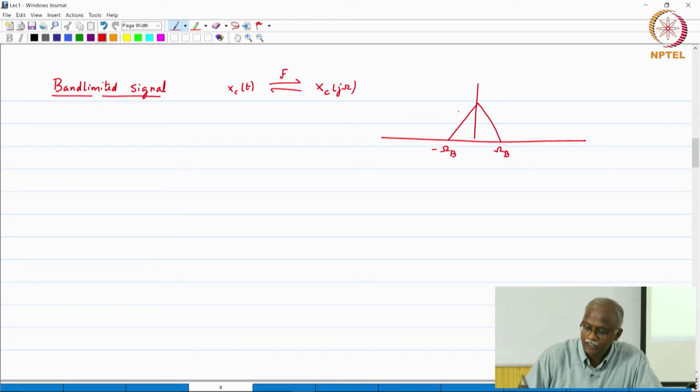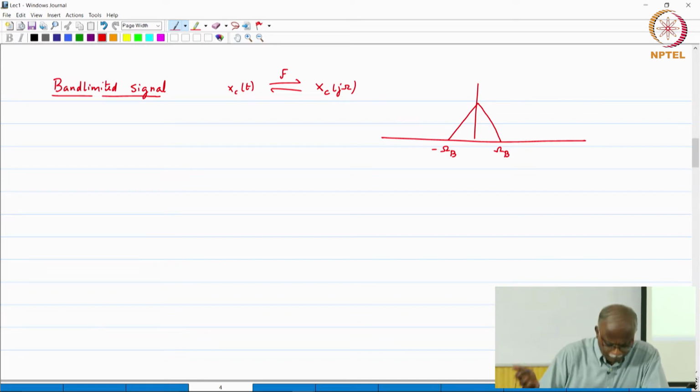Okay, the frequency response does not need to be symmetric. If it is a real signal, it will be symmetric, but it does not need to be. We can talk about band limited signals that are both real as well as complex. So, we will take the case of a real, band limited signal. You have the spectrum that is contained within omega b.